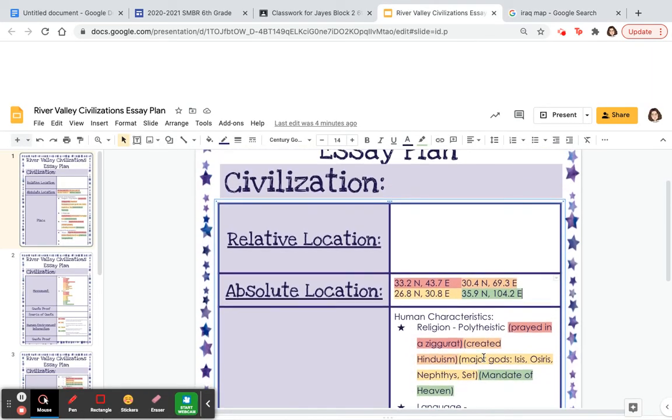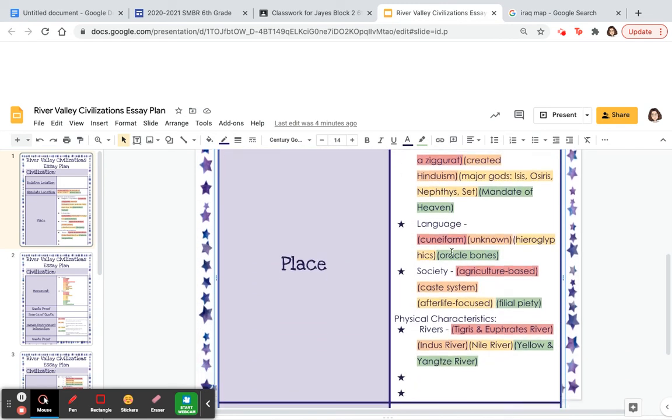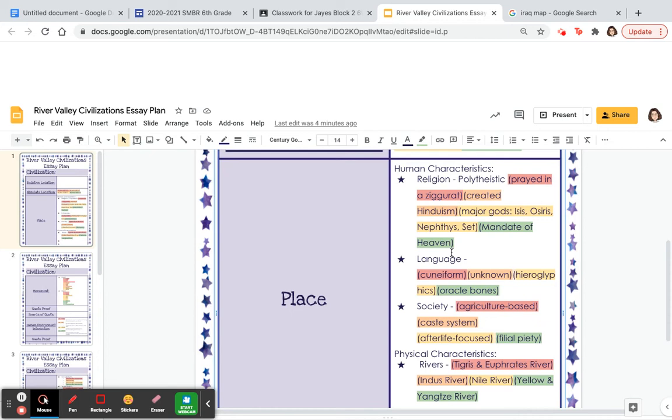So while all of you guys have different relative locations, we're going to move into place. Now, place is broken into 2 different types. It is either a human characteristic, or what the humans bring to the area, or it is a physical characteristic, such as what is in that area, like natural resources or landforms.